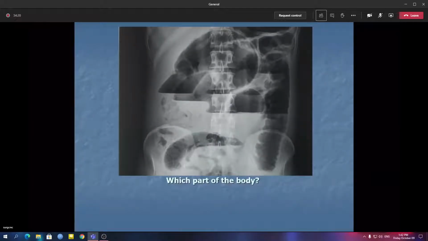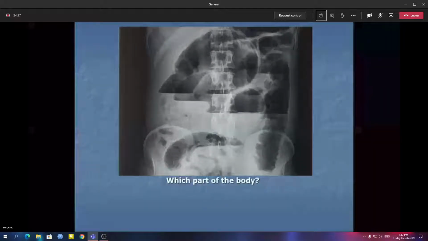Patient is too sick. Lateral decubitus. Sir, what lateral decubitus? Say complete. Left lateral decubitus. Left lateral. Okay. So let's go on to the next X-ray.